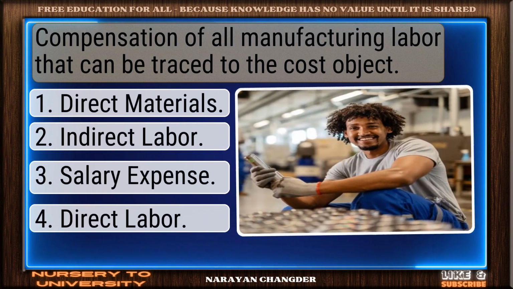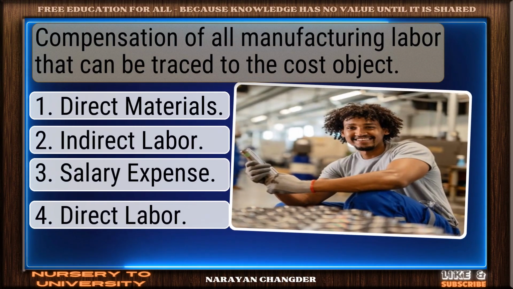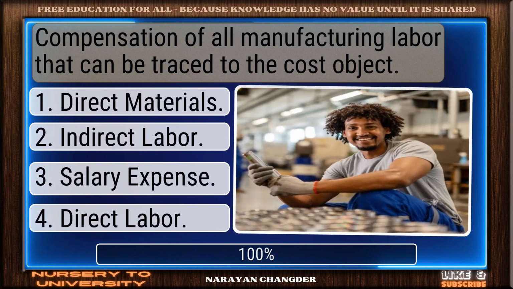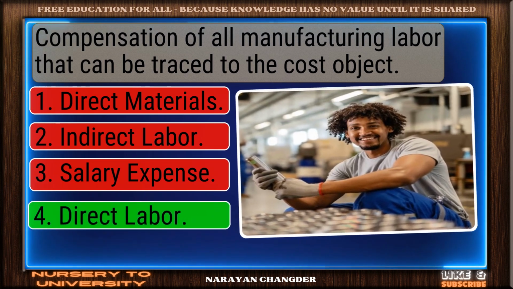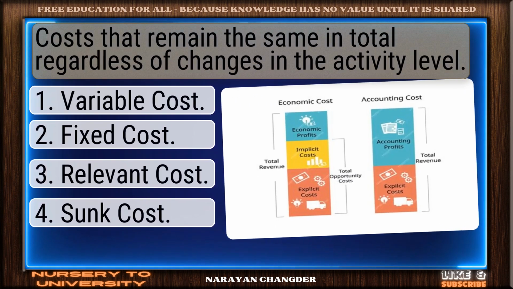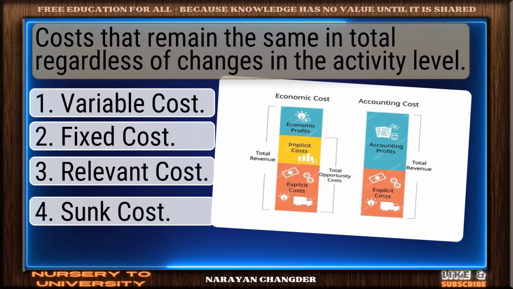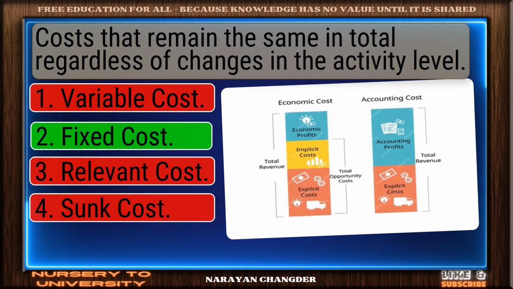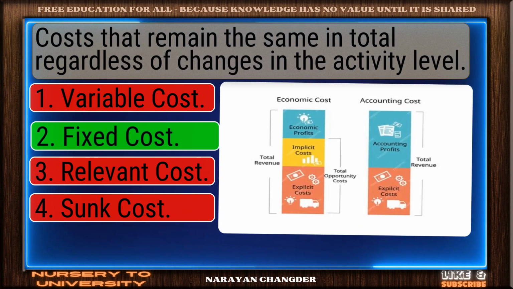Compensation of all manufacturing labor that can be traced to the cost object. Correct response. Direct labor is accurate. Costs that remain the same in total regardless of changes in the activity level. Exactly. Fixed cost makes sense.